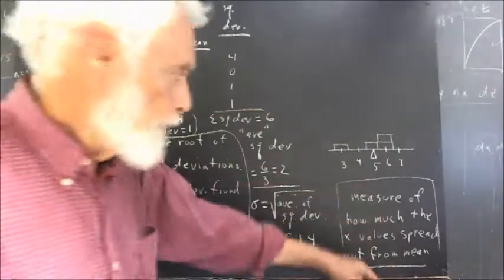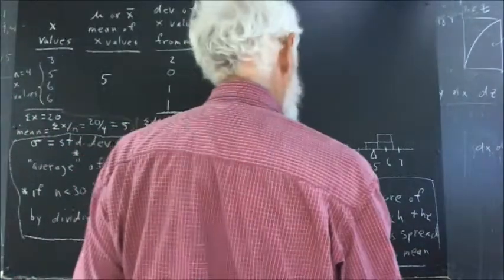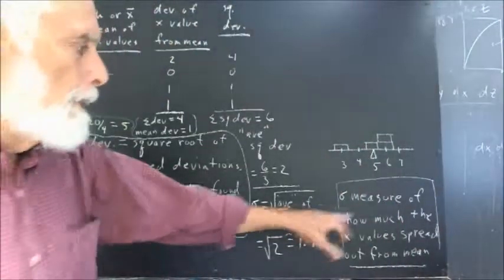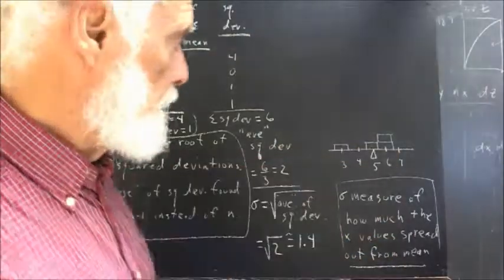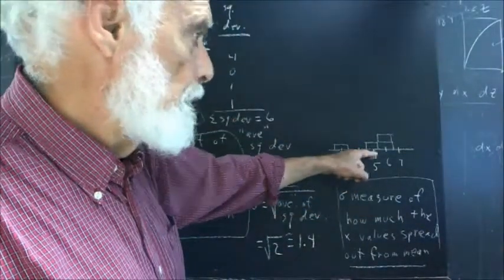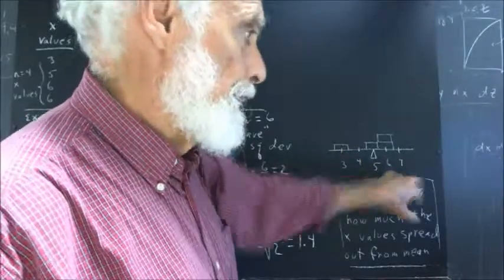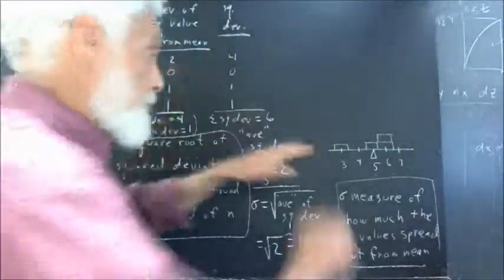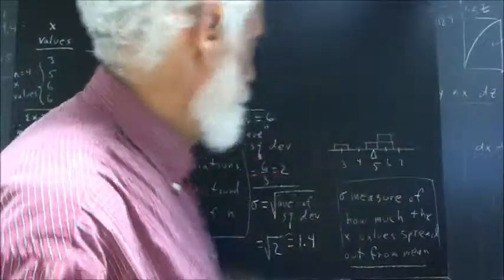Okay, so I just wrote that statement down. Again, the standard deviation is a measure of how much the x values spread out from the mean. Now, another picture of this distribution. Here we have a balance. We've got a fulcrum here at 5, and we've got 3, 4, 6, and 7 here. Those might be distances along the balance beam, or whatever.